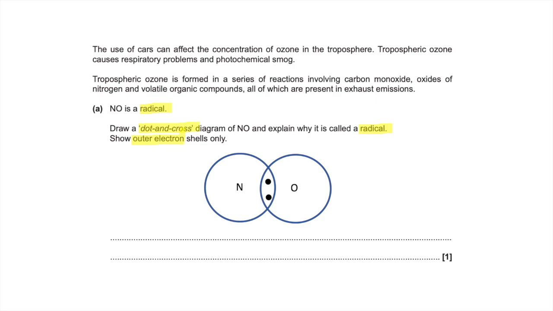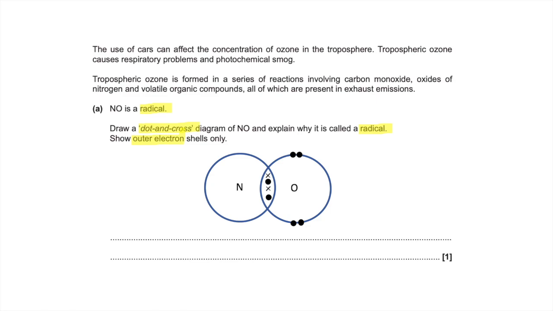Oxygen is in group 6 of the periodic table. This means that it's got 6 electrons in its outer shell. And as 2 of these electrons are used in the double bond with nitrogen, there are 4 additional electrons in the outer shell. Within the double bond, 2 of the electrons are coming from the nitrogen.